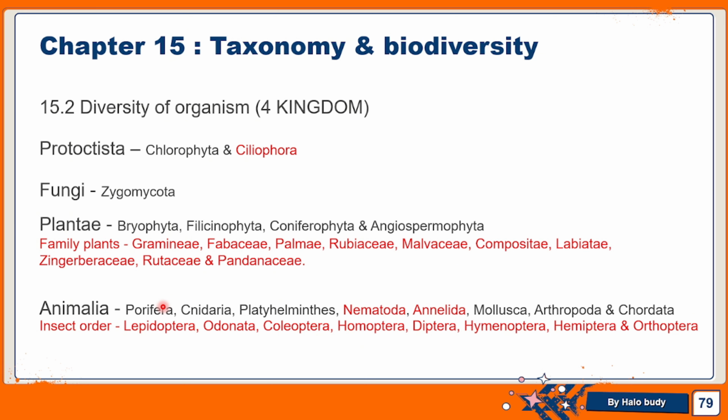So in the old syllabus like ours, we only learned six phyla. But now you need to add another two phyla, which are Nematoda and also Annelida. Another new thing is you need to learn about insect orders. Insects are under phylum Arthropoda, right? So insect orders, you need to learn all: Lepidoptera, Odonata, Coleoptera, Homoptera, Diptera, Hymenoptera, Hemiptera, and also Orthoptera.